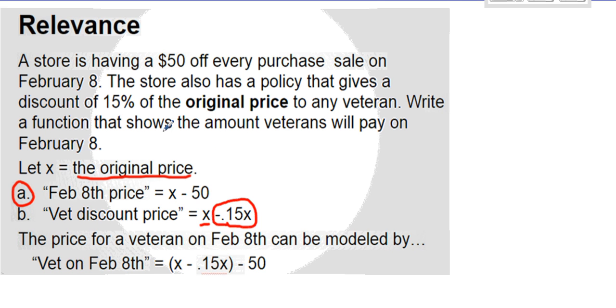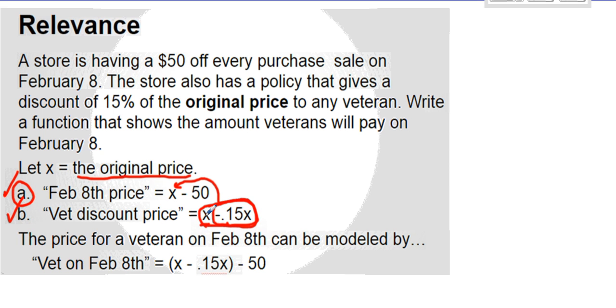So we're going to write a function that shows the amount veterans will pay on February 8th. If they go in on February 8th, then they not only get their February 8th price, but they'll get their veteran discount as well. And that's shown here. This is the function for the veteran on February 8th. All you see is we took the veteran discount first and then take away 50. Essentially we took this whole function and plugged it into the other function. We took out the x and put in, we'll circle the whole thing, x minus 0.15x. So that's one function in the other, and that's what a composite function is.